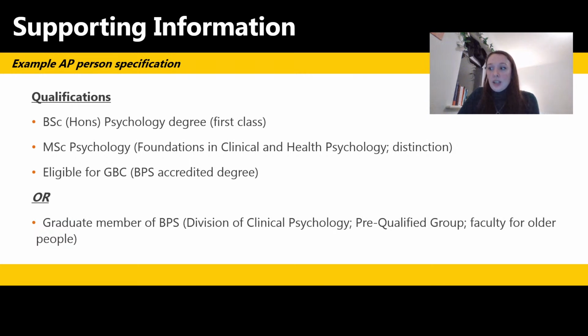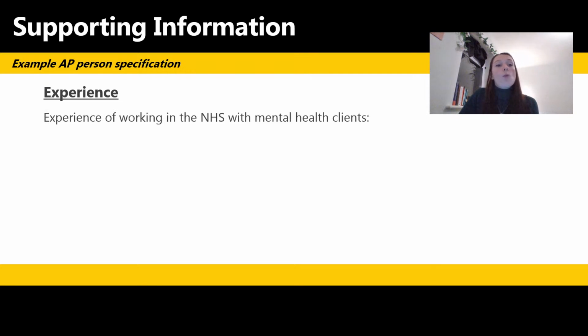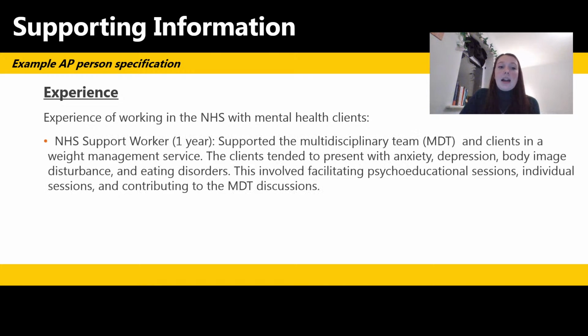So that's the qualifications. That is how I recommend that you lay out your application. I definitely would recommend that because it just makes it so easy for people to read. Moving on then to experience, which tends to be the next section on the person spec. Let's say the criterion was experience of working in the NHS with mental health clients. So I tend to then use bullet points or numbers, and this might be how I write it out, or it might be a different way, making it shorter. It really depends on what the person spec says.